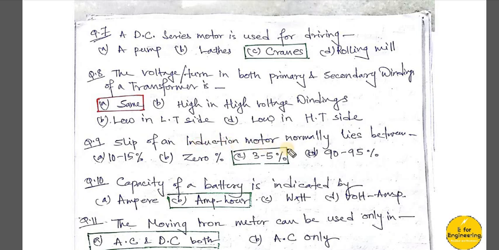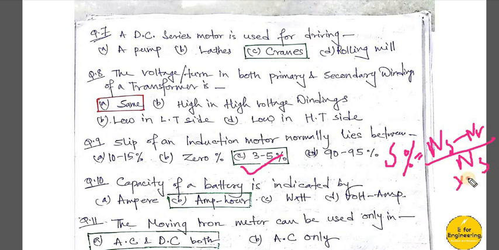Next, slip of an induction motor normally lies between 10 to 15%, 0%, 3 to 5%, or 90 to 95%. The slip of an induction motor normally lies between 3 to 5%. The slip percentage formula is Ns minus Nr by Ns into 100%. So it is mainly 3 to 5%.